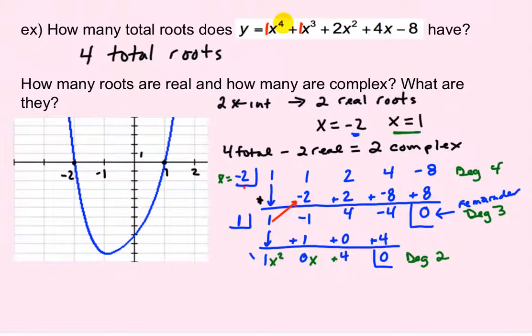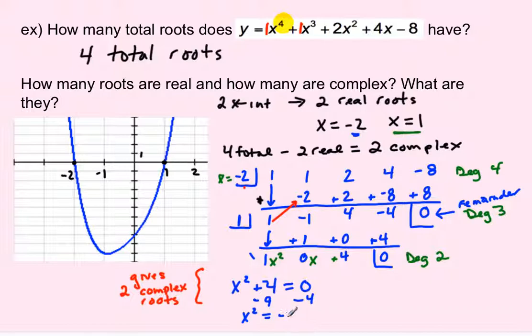So I can now rewrite this. This is my remaining polynomial. So I now know that x squared plus 4 is what is remaining, and I want to know when does that equal 0. This guy right here is going to give me my 2 complex roots that I'm looking for. So I need to solve this equation in order to figure out these 2 complex roots. This is a real simple quadratic. There's no linear term, so I'm going to choose to solve this by square rooting. So I get x squared equals negative 4.